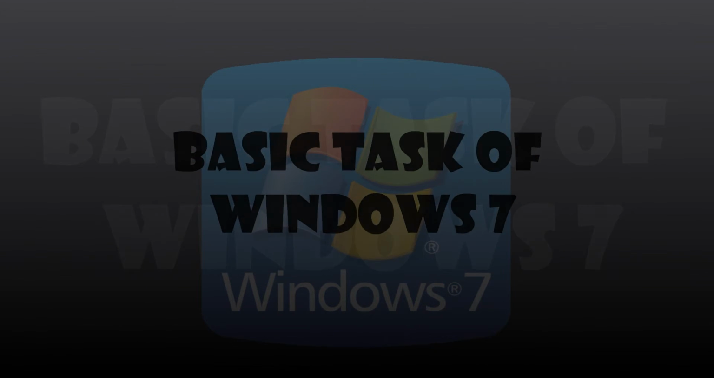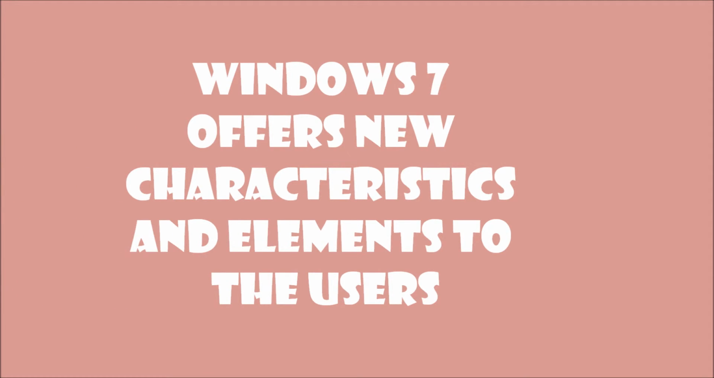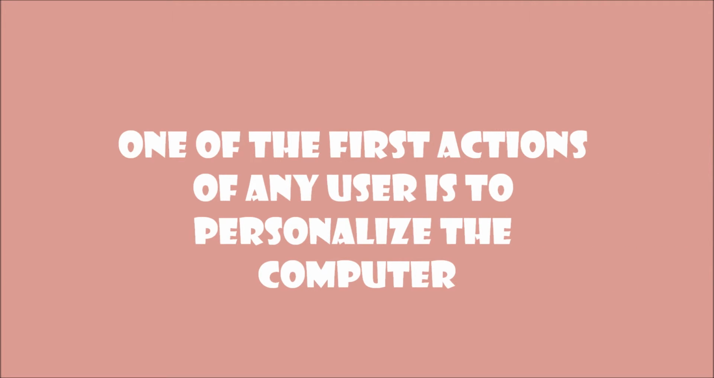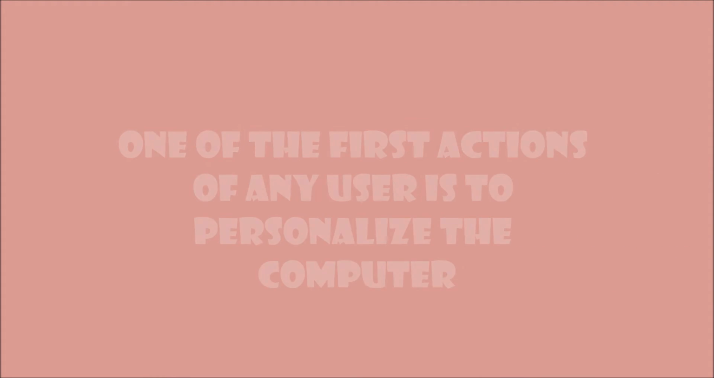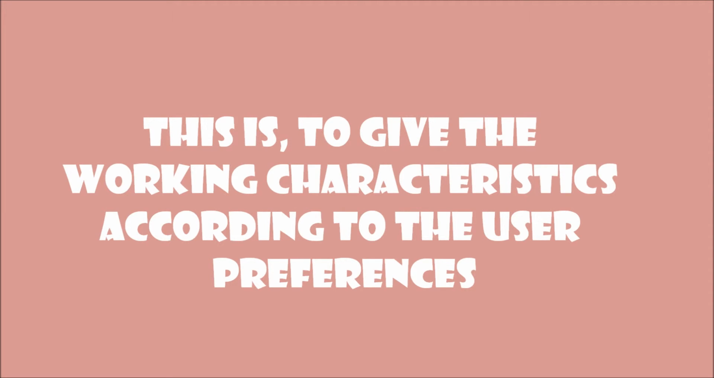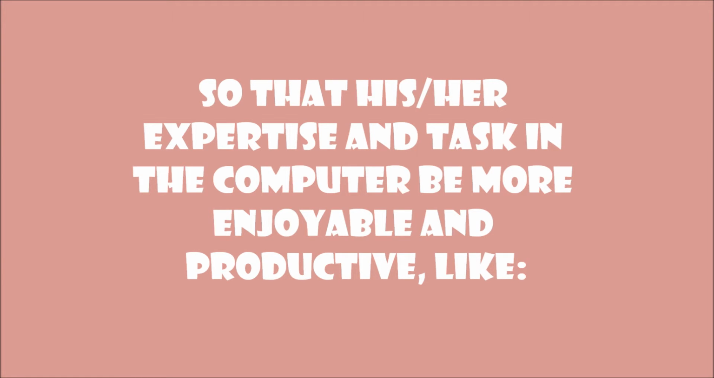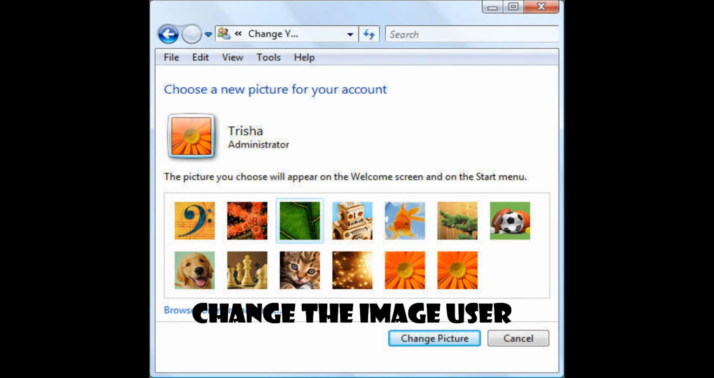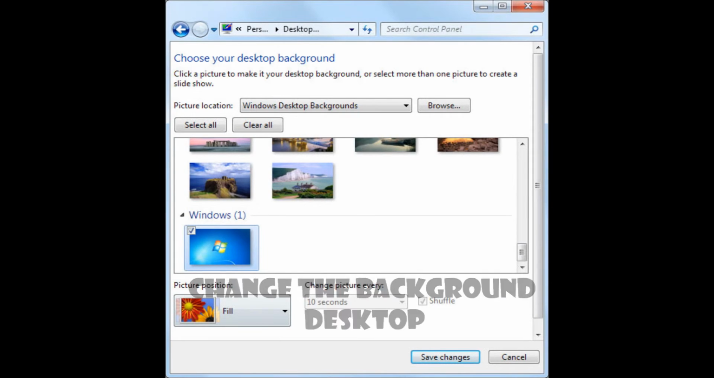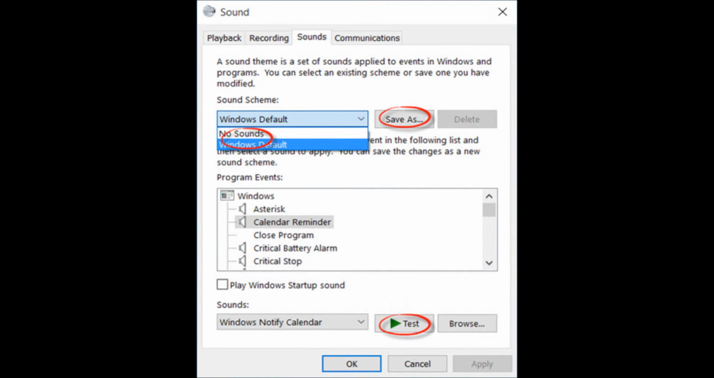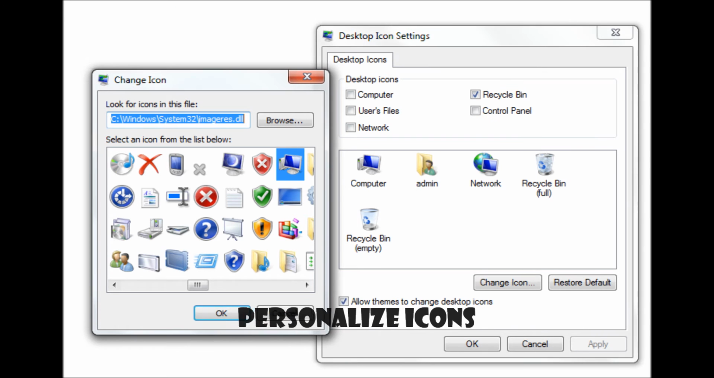Basic tasks of Windows 7. Windows 7 offers new characteristics and elements to the users. One of the first actions of any user is to personalize the computer. This is to give it working characteristics according to the user's preference, so that his or her experience and tasks on the computer are more enjoyable and productive, like changing the image of the user account, changing the background, the scope, the sound of the system, the screensaver, or personalizing the icons of the desktop, and more.